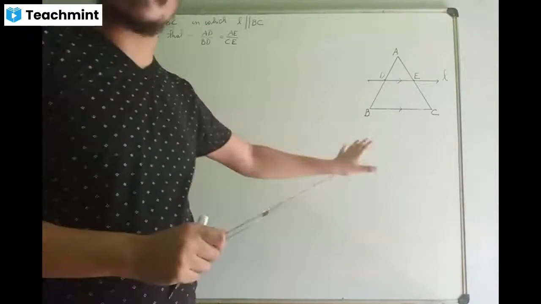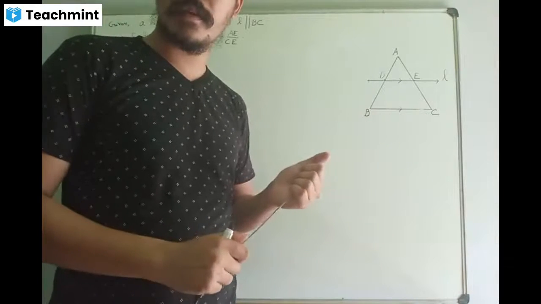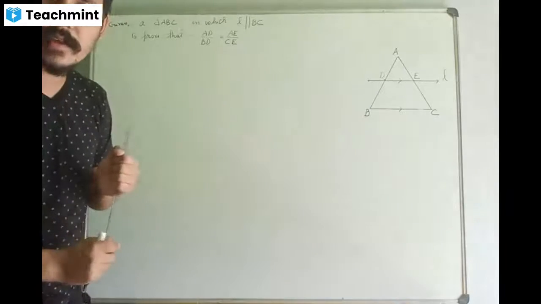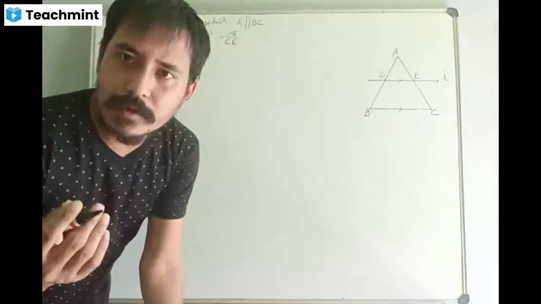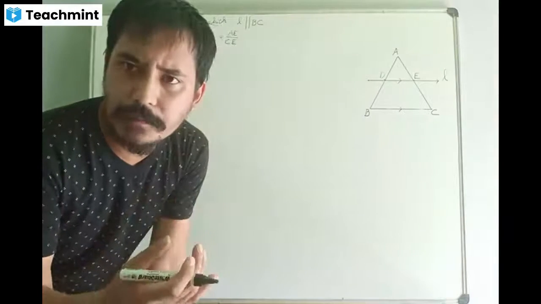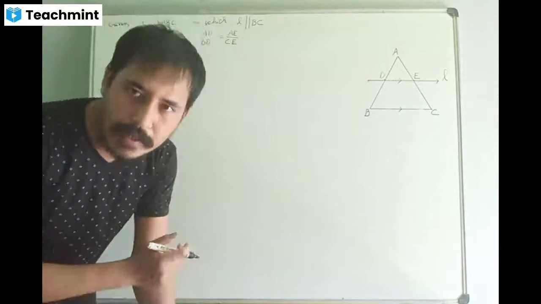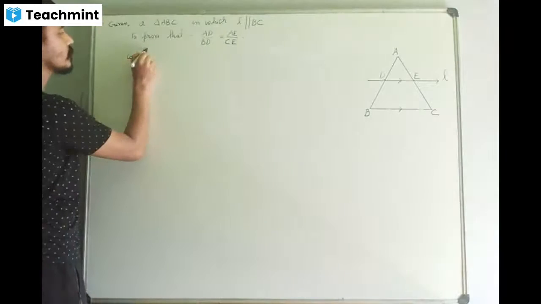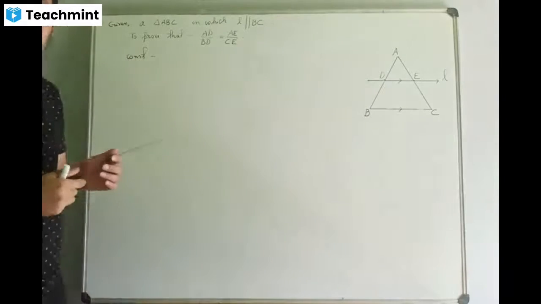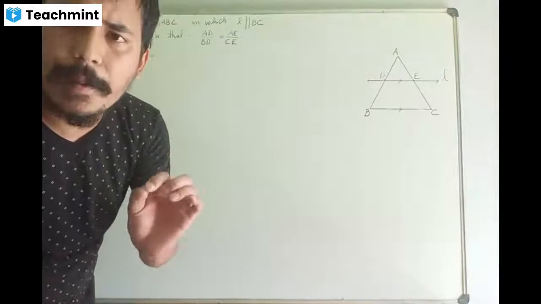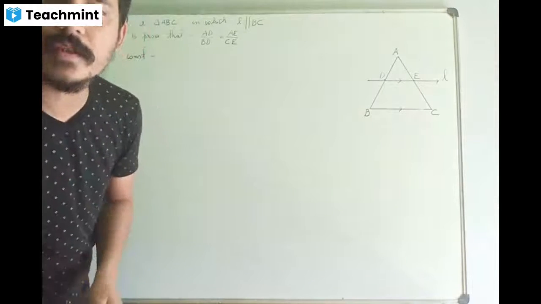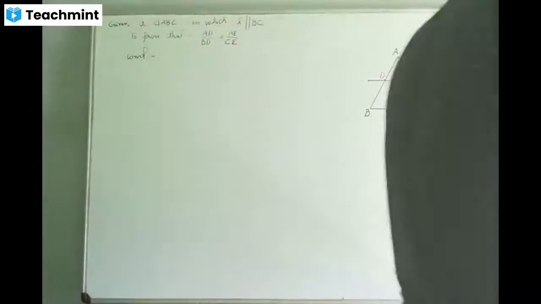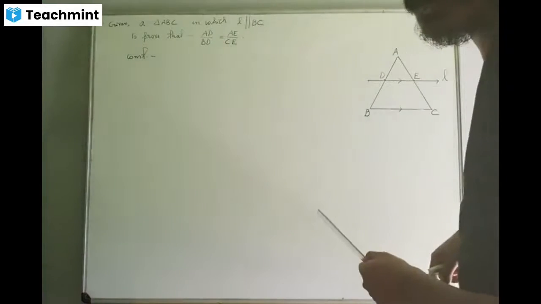Now, simply drawing this figure according to what is given is not giving us enough information in order to prove this. Is it okay? So what we are going to do is something extra apart from what is given. That is known as construction. So let us do some construction. Construction means you draw something extra apart from what is given. So what construction are we going to do here?